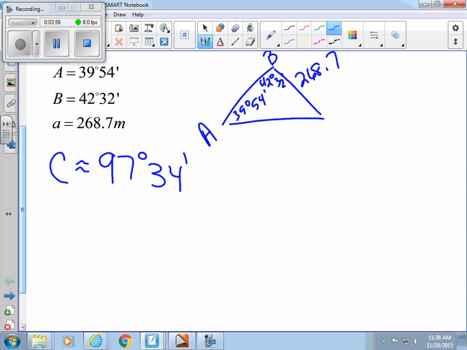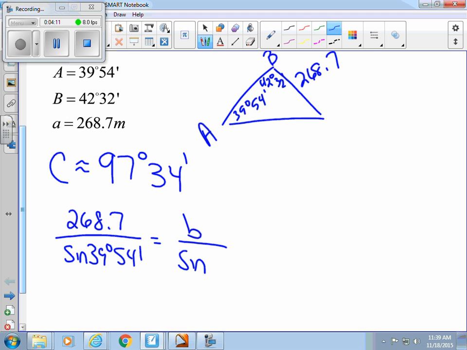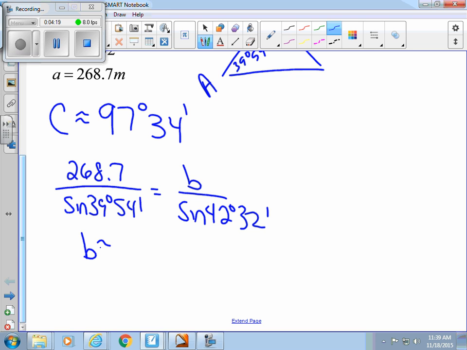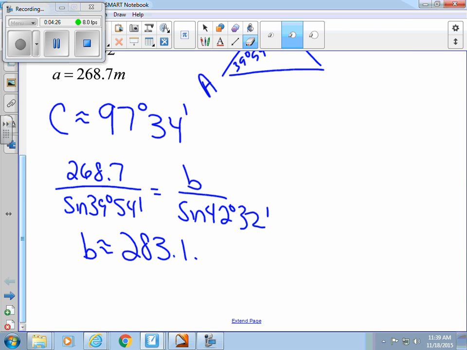Okay, so we already have A, 268.7 over the sine of 39 degrees, 54 minutes equals B over the sine of, I can't even read what, 42 degrees, 32 minutes. And so what did we get for side B? 131.81. Any questions about that?